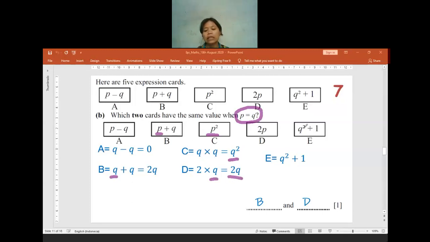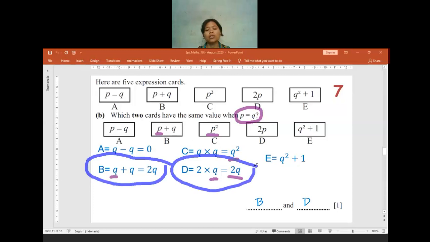And then for the card E, the expression is already given in the term Q, so I don't want to change it. Now I can compare which cards have the same expression. This is the B having expression 2Q in the end. The letter D having expression 2Q in the end. So it means the answer will be B and D.